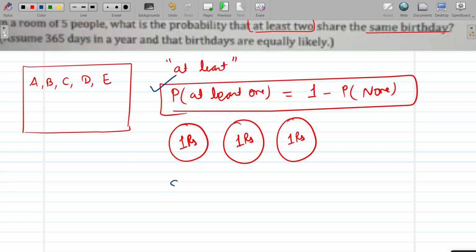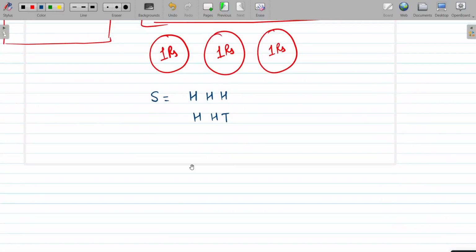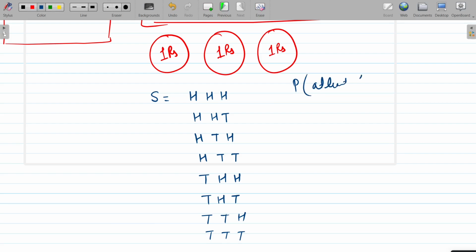So first of all, my sample space should be, let me write: head head head, head head tail, head tail head, head tail tail, tail head head, tail head tail, tail tail head, and tail tail tail. And we have to find the probability of at least one head. Can you calculate the probability of getting at least one head?